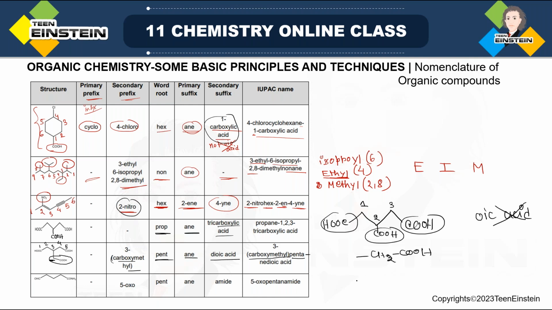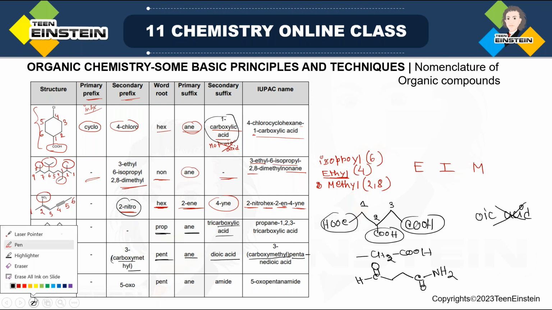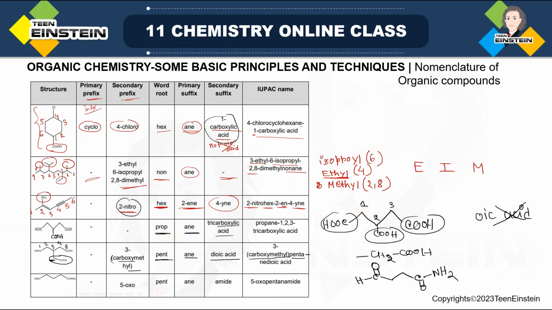The last one, if it is not visible properly, let me draw it. So there is a CHO group and an amide, CHO and CONH2. Now here we have to give preference to CONH2, and how to choose preference, that we have already discussed. So among these two groups, as we are giving preference to this one, I have missed one carbon.